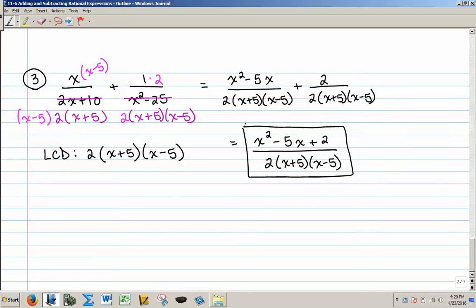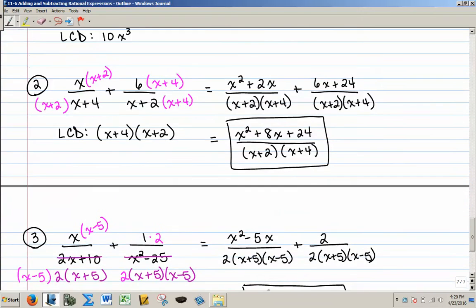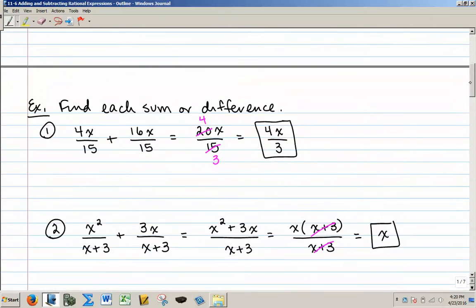Sometimes you'll see people then will go ahead and FOIL the denominator and then multiply by 2 and come up with like a trinomial on the bottom here. I actually kind of like to leave it factored because it shows me what my common denominator was, and if I could factor anything on the top, then I would be able to cancel.